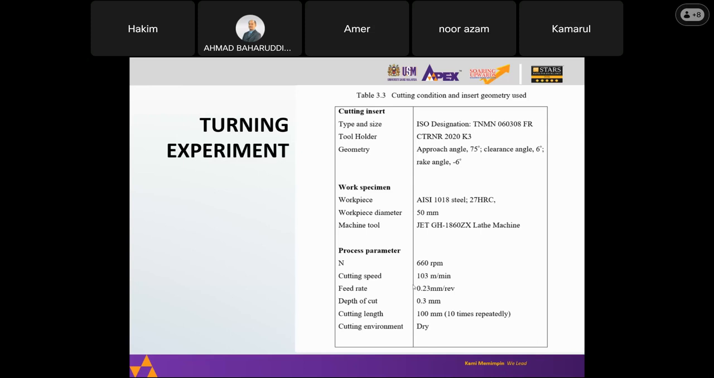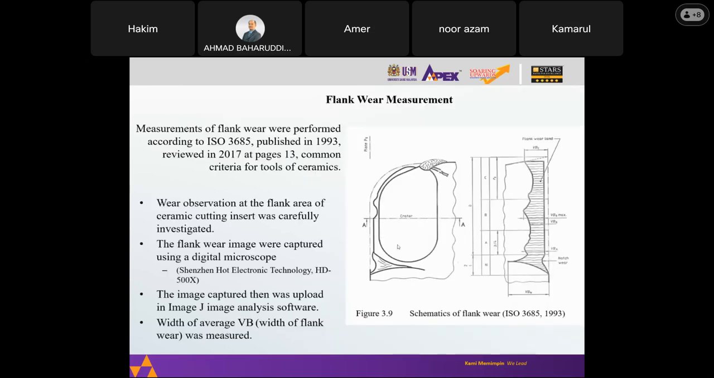Then after that, we measure the wear. So flank wear measurement will be performed according to ISO 3685, published in 1993, reviewed 2017, at page 30, common criteria for tool life of ceramic. The wear observation at the flank area of the ceramic cutting insert was carefully investigated. The flank wear images were captured using a digital microscope, from Shenzhen Hot Electric Technology. The captured image is then uploaded into ImageJ image analysis software.